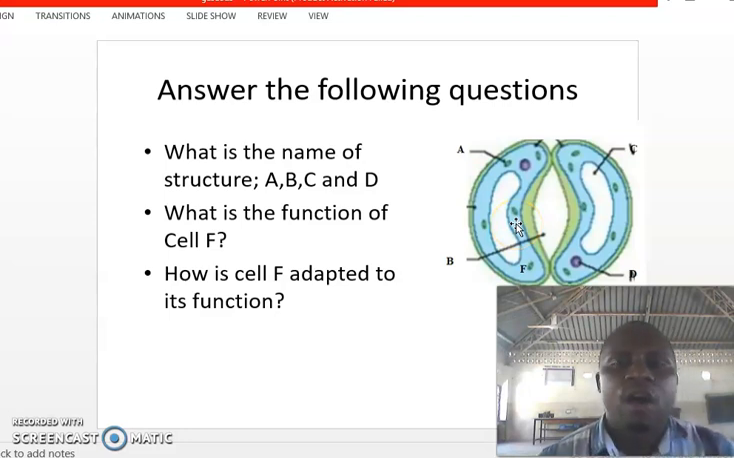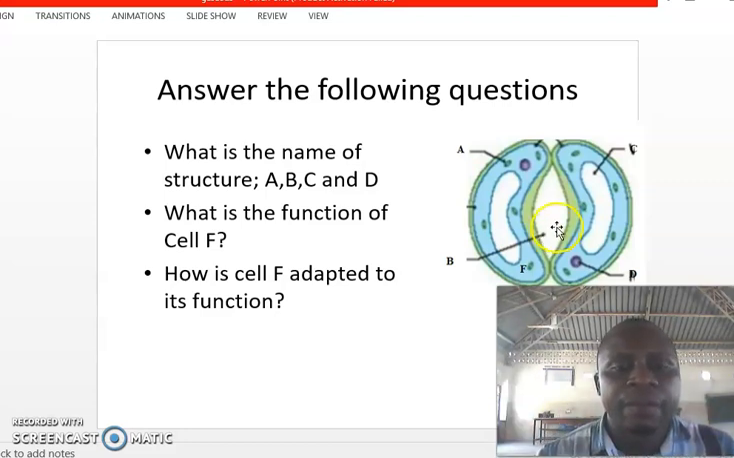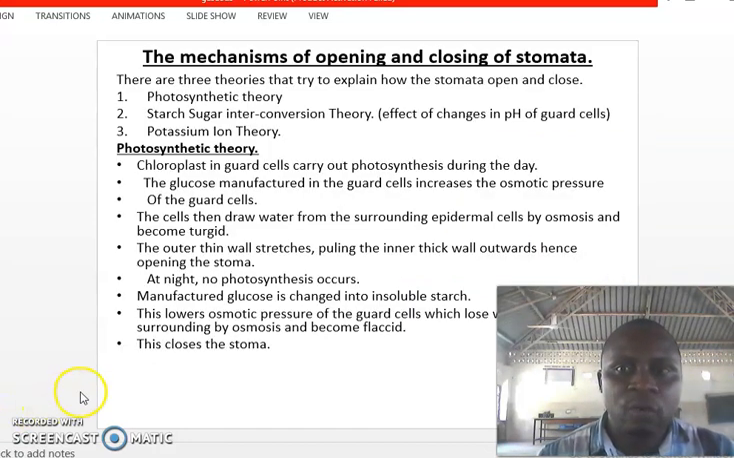In a nutshell, opening and closing of stomata entirely depends on the turgor pressure of the guard cells. If there is an increase in turgor pressure, the guard cell bulges out, hence making the stoma open. But if it becomes flaccid, the guard cell will shrink, hence making the stoma close. Therefore, there are a number of theories that explain how the guard cells perform this function.